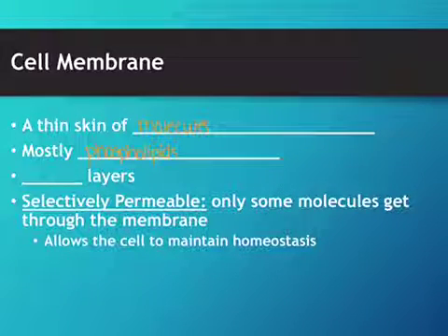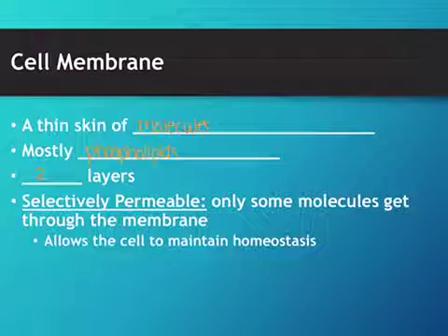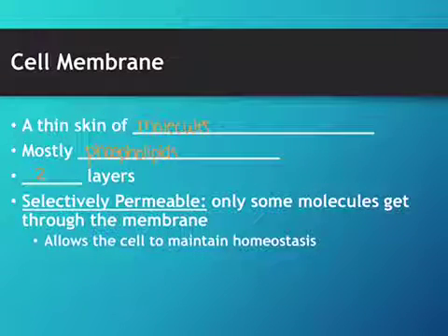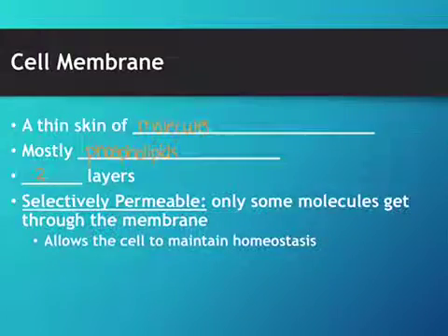And there are two layers, and we call the cell membrane selectively permeable because only some molecules can get through and some are left outside. So the cell membrane can select which molecules get to come in and which do not. This allows the cell to maintain homeostasis.